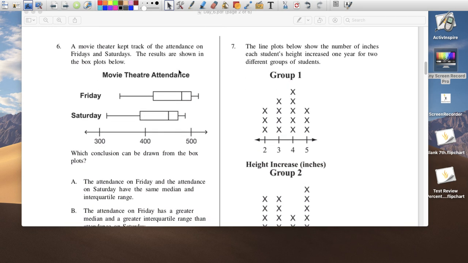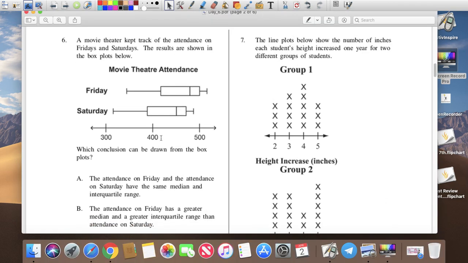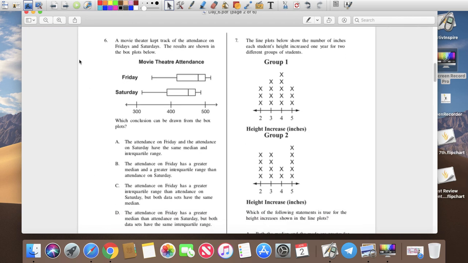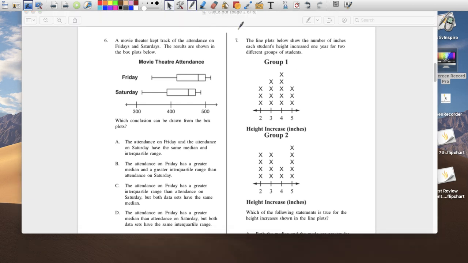Let's do number 7. Okay, so can I make this a little smaller? Okay, so I'll do the 7 in here. The line plot below shows the number of inches each student's height increased in 1 year for 2 different groups of students. So 3 people grew 2 inches, 4 people grew 3 inches, 5 people, 1, 2, 3, 4, 5, grew 4 inches, and 3 people grew 5 inches, right?